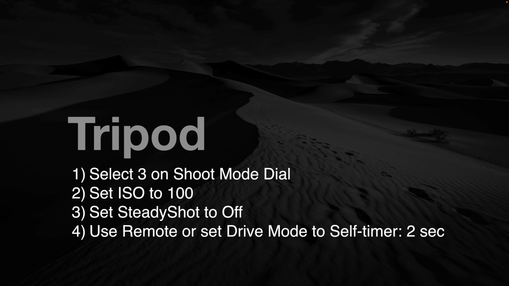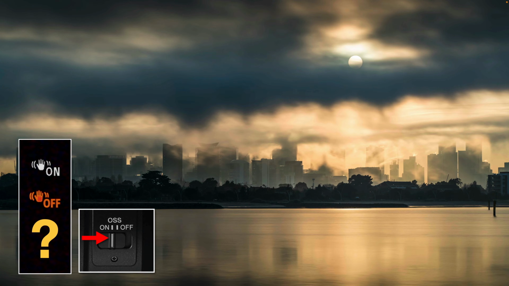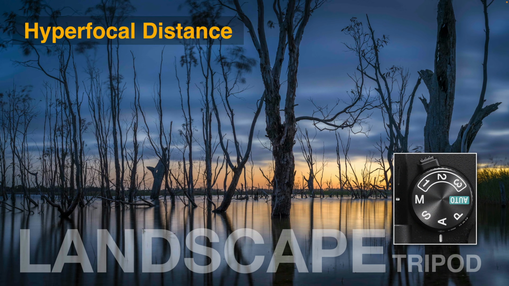And 4, so you don't put any vibrations in the camera when pressing the shutter release with a long exposure, use a remote such as Sony's Bluetooth remote, or set the drive mode to self timer 2 seconds. Okay, so the SteadyShot setting might need to be done on the lens because SteadyShot settings on the camera are grayed out if your camera has a SteadyShot mode button on the lens.